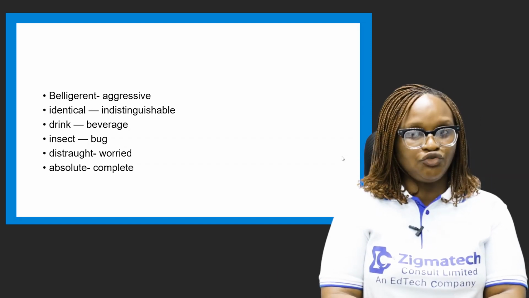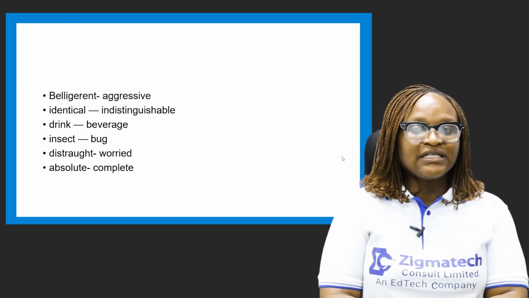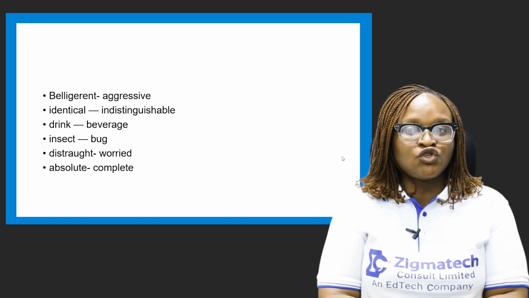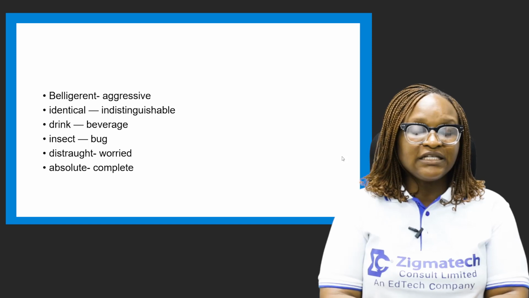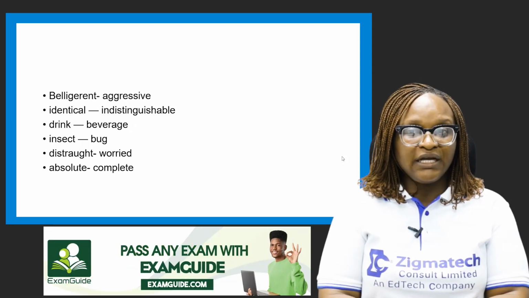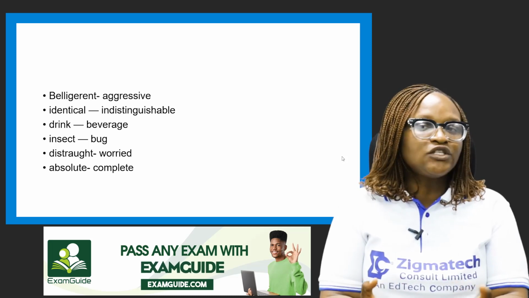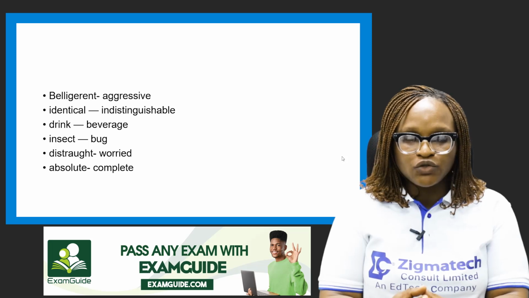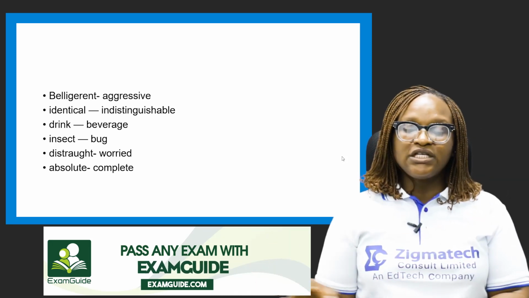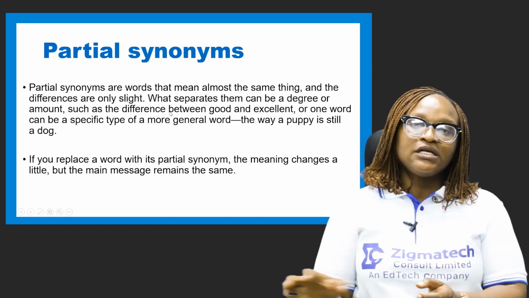We have the word belligerent. Belligerent means aggressive. Identical means indistinguishable. That's identical. They cannot be distinguished. Then drink means beverage. Insects, bug. Distraught, worried. Absolute, complete. So these are the words that are referred to as absolute synonyms.